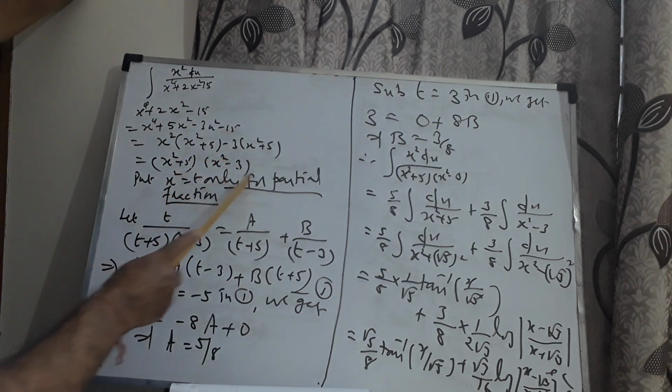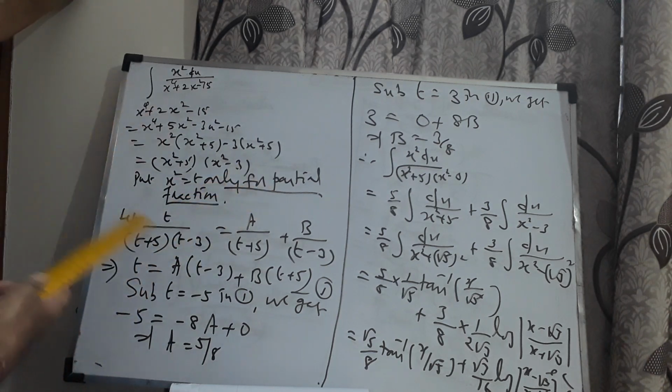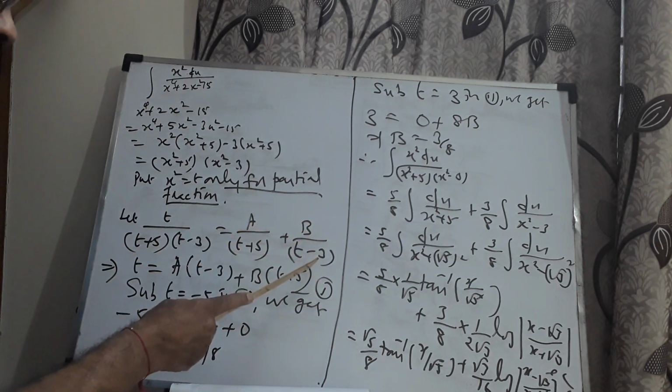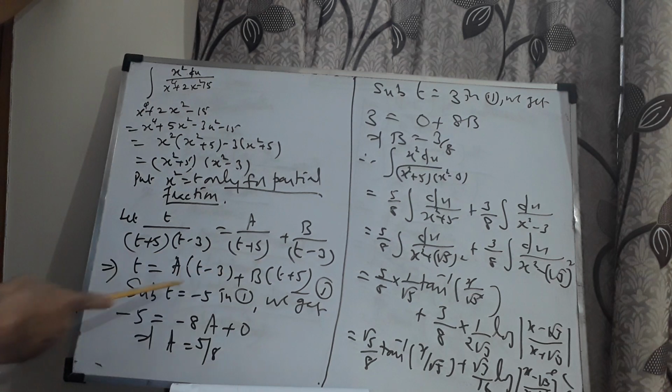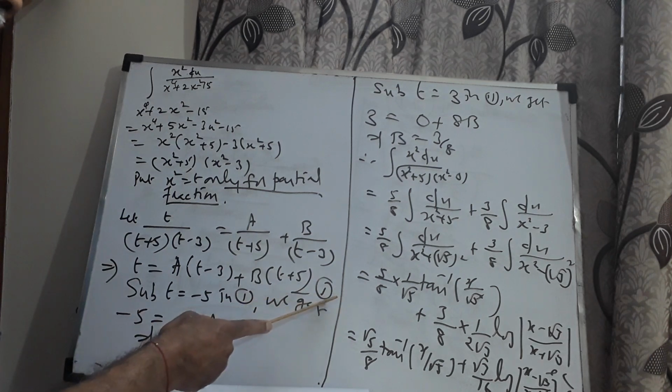Now put x square equal to t only for partial fraction. Or partial fractions, plural also you can write, it doesn't matter. Now t by t plus 5 into t minus 3 is equal to a by t plus 5 plus b by t minus 3. After taking LCM and cancelling the denominator, I'll get t is equal to a into t minus 3 plus b into t plus 5. Name it as equation 1.